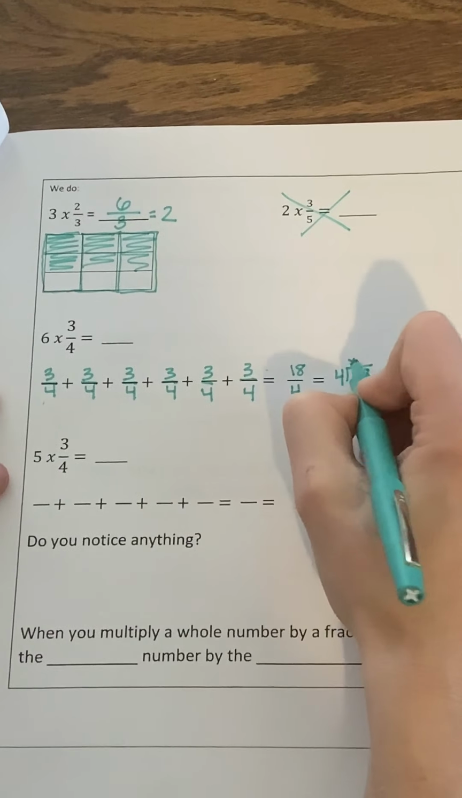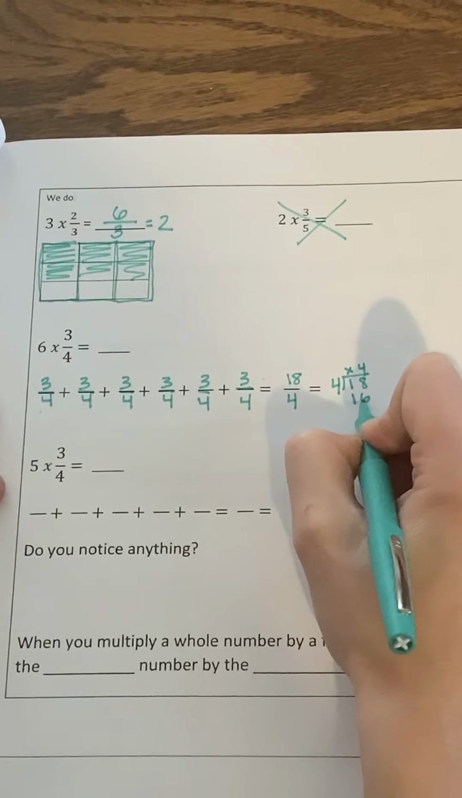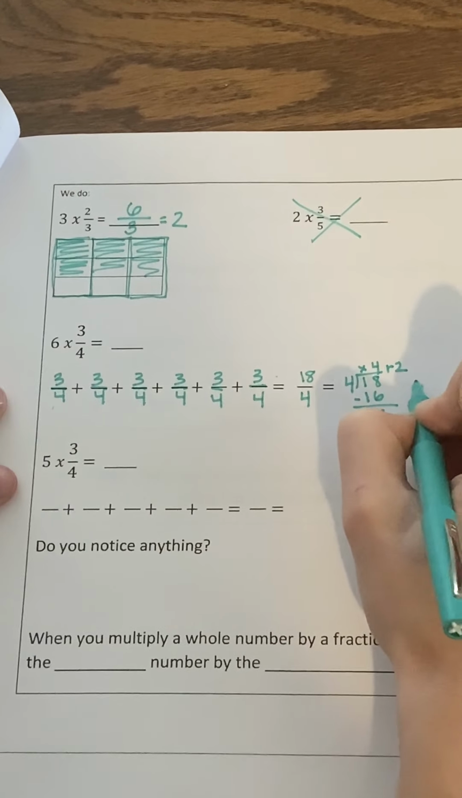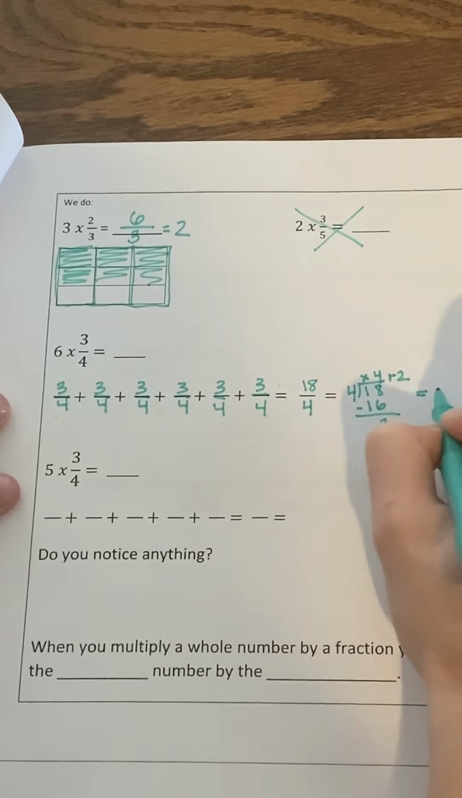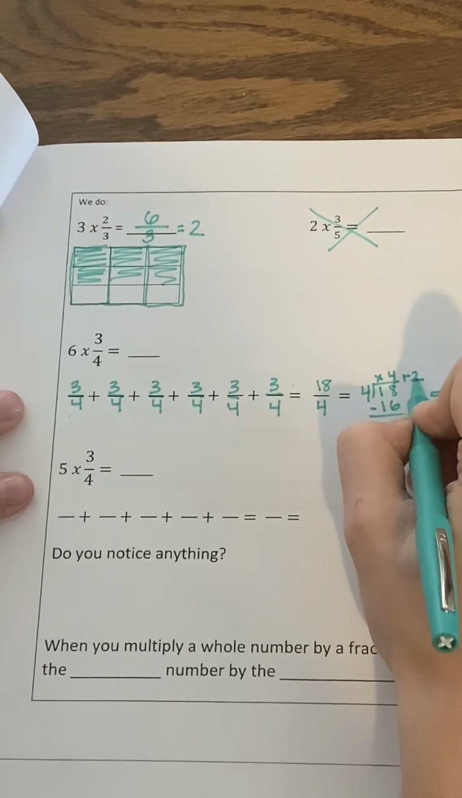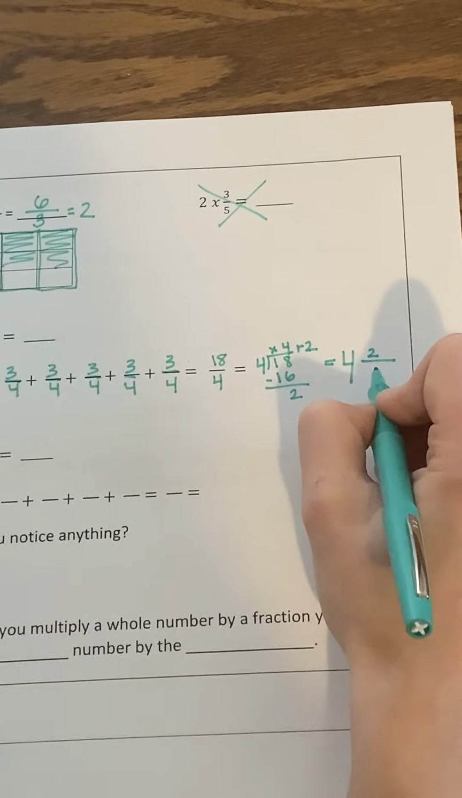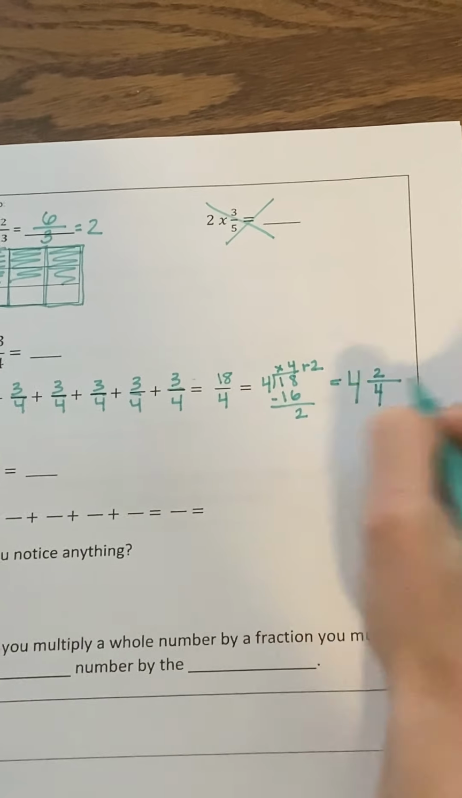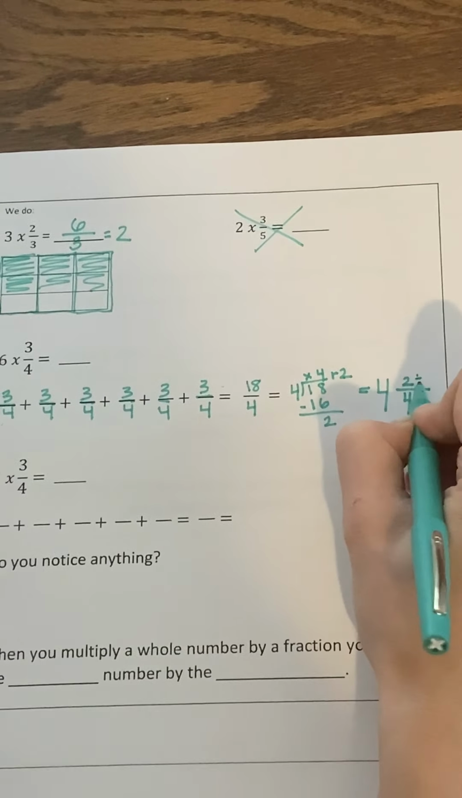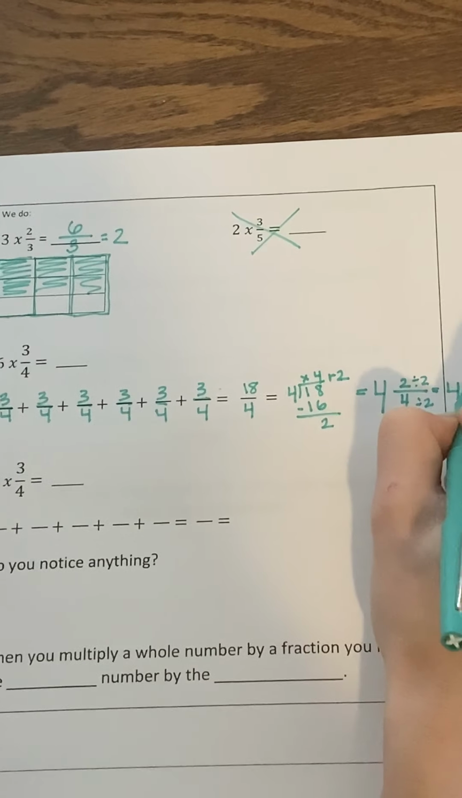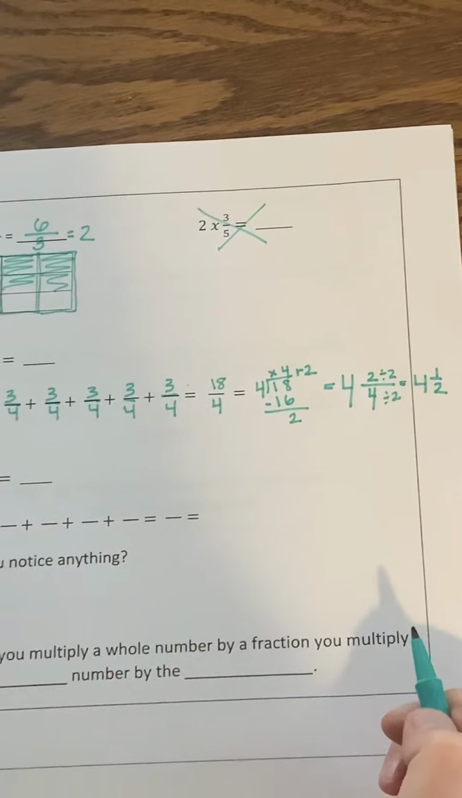This is an improper fraction, so I'm going to set up a long division question. 4, 8, 12, 16. It can go in 4 times. 4 times 4 is 16. So remember, my quotient is going to be my whole number. The remainder is my numerator. And the divisor is my denominator. Now I can simplify this. Divide by 2, and I will get 4 and 1/2 is my final answer.